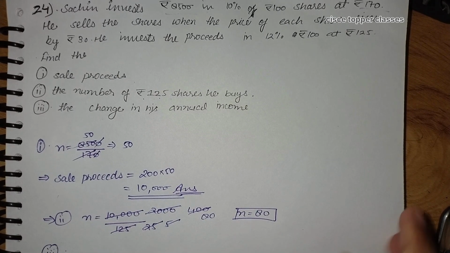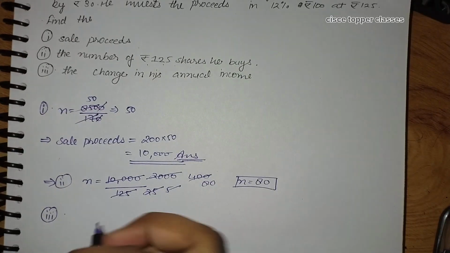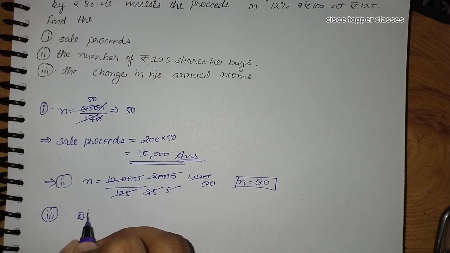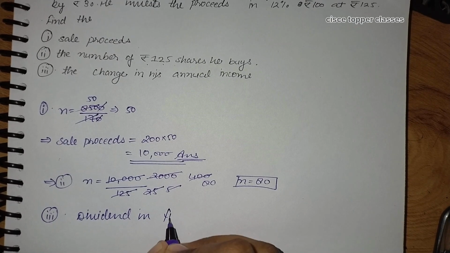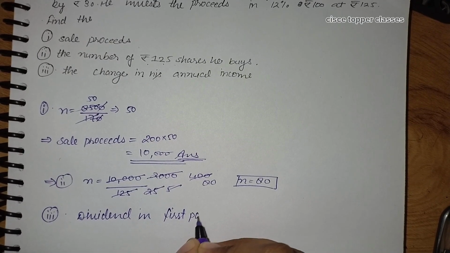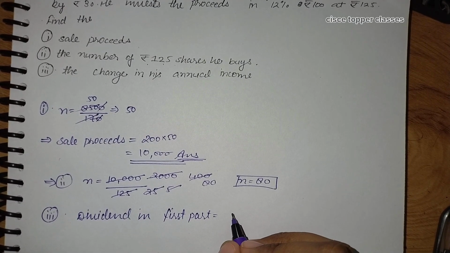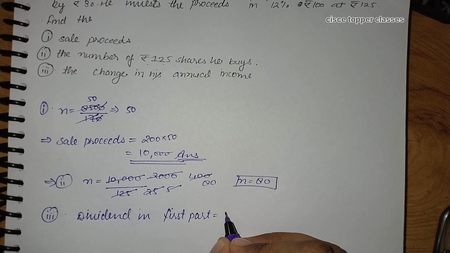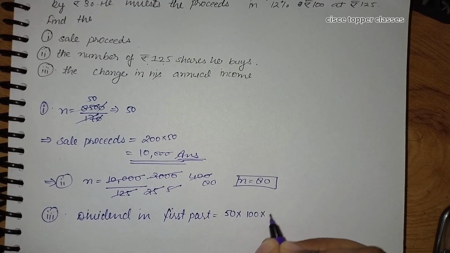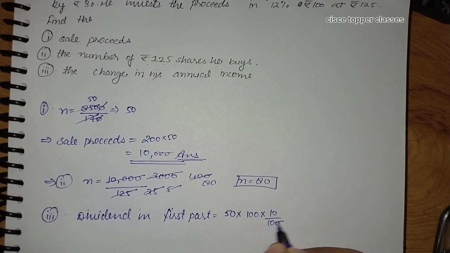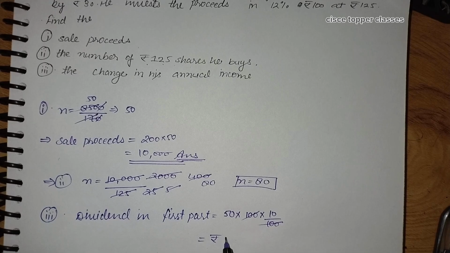Now the third part is we have to find the change in his annual income. Firstly, to find the dividend in the first part, this will be n, the number of shares in the first part, that is 50, then the nominal value, that is 100, into rate by 100, so 10 by 100. 100 will cancel out, meaning rupees 500 is the dividend in the first part.